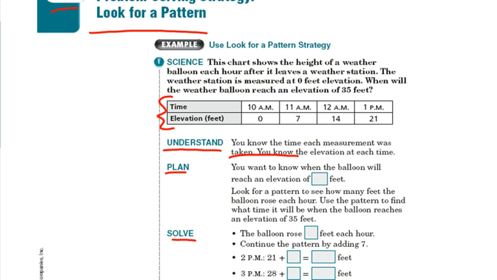How did you find this out? You looked at the chart. You know the time, it's right here, the elevation at each time. So at 10 a.m. it was at 0 feet. At 11 it was at 7 feet. At 12 it was at 14 feet. And at 1 it was at 21 feet. So notice it says feet right here.